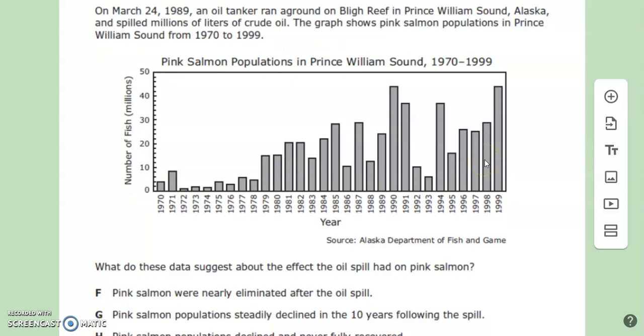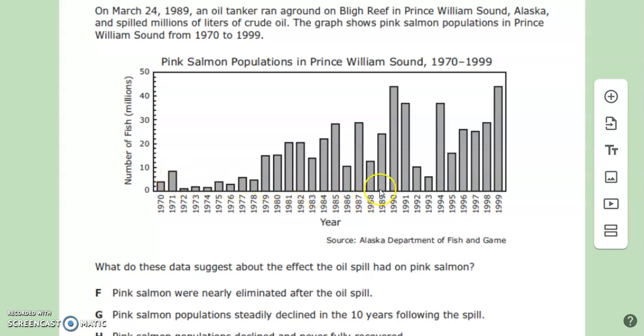Okay, so the first question shows a graph of salmon population from the year 1970 to 1999. The question tells you that there was an oil spill in 1999, which is this year right here. And it asks you, what does the data suggest about the effect that oil spill had on pink salmon? So obviously in a bar graph, the taller the bar, the higher the number.